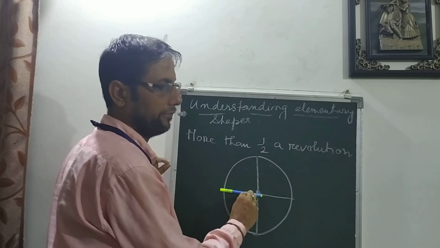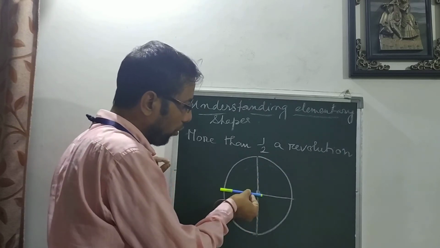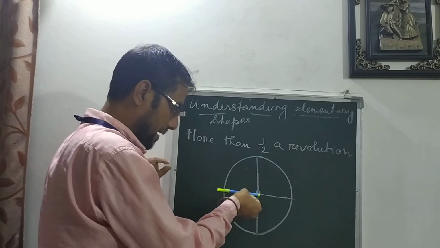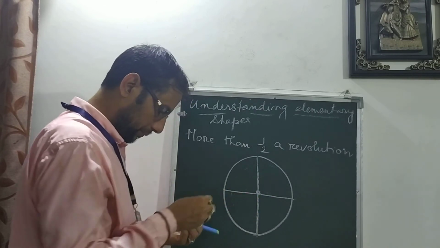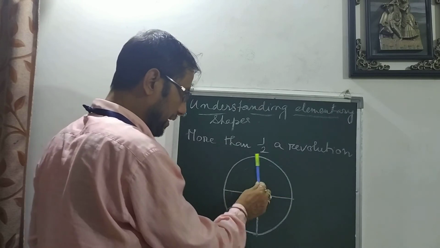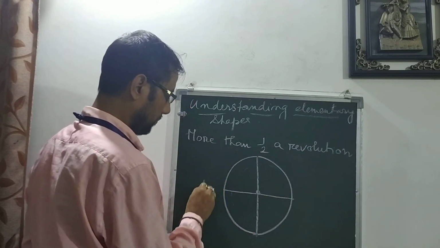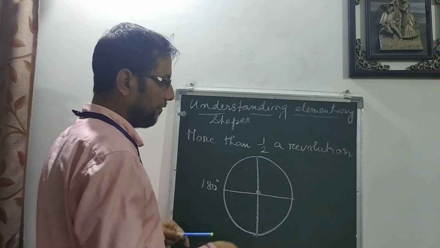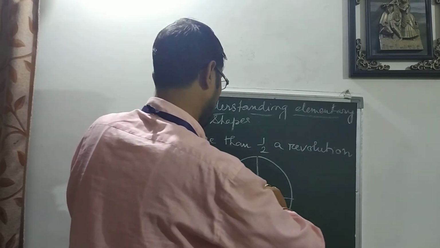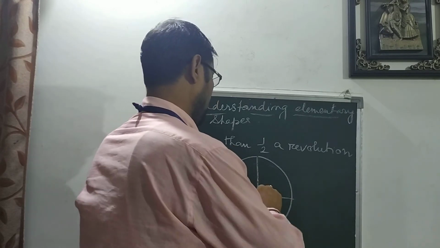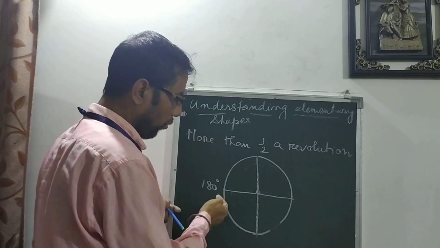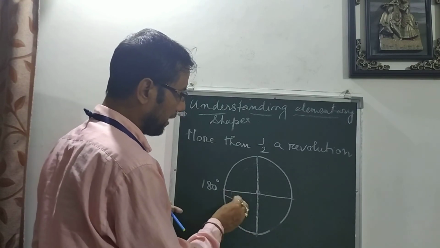It is given more than half a revolution. That means the angle will lie between, if I start from here till here it is 180 degree. And if I start from here, it goes like this, till here it is 360 degree. Now it is given that more than half a revolution, that means it can lie between this area.